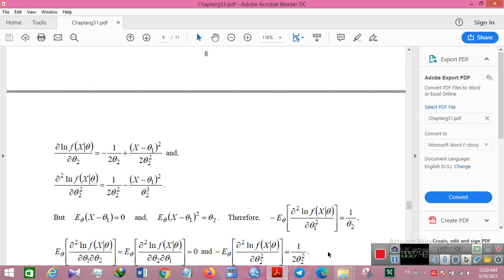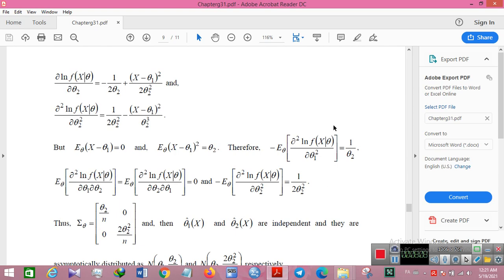So we have the expectation of x minus theta 1 equals 0. This is theta 2, and the expected value of (x minus theta 1) square is theta 2 because it's the variance.